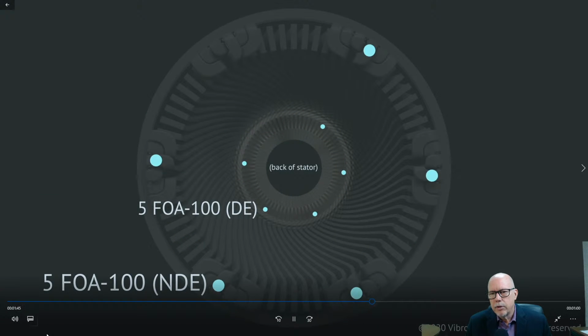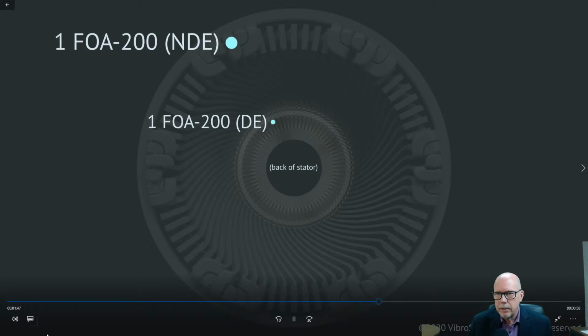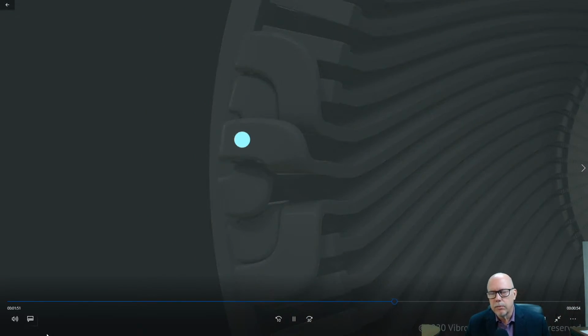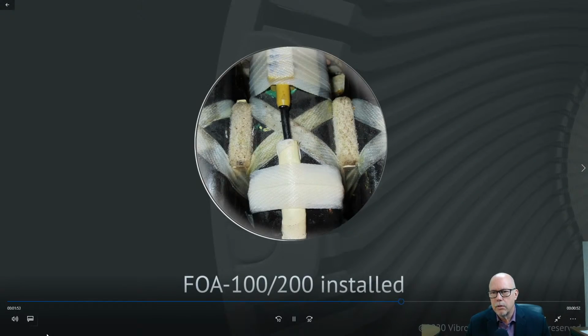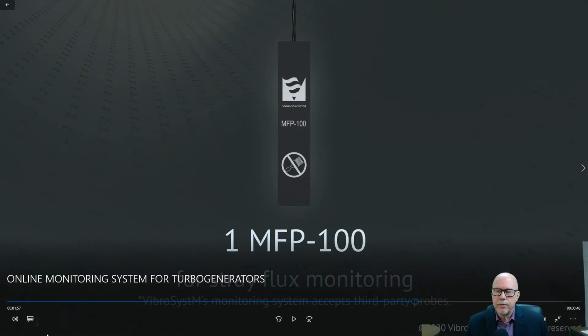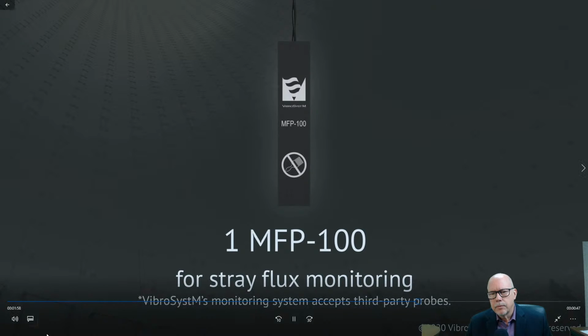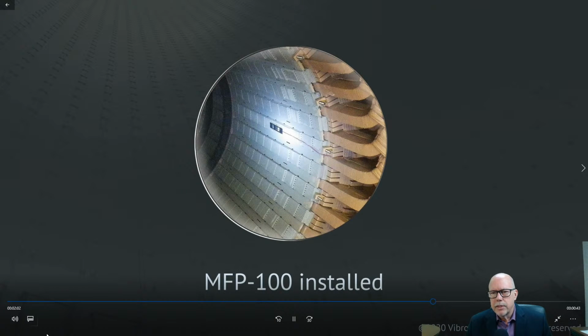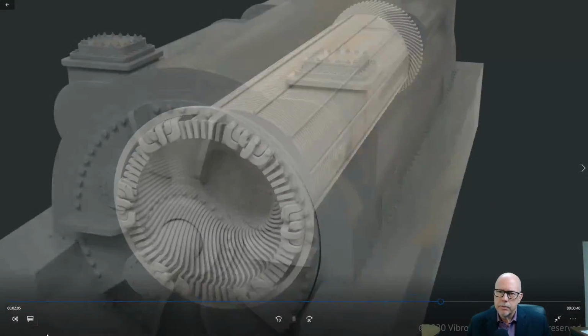So we install 5 on the drive end and 5 on the non-drive end, and we install the FOA 200 on both ends as well to complete the system. So this is a picture of an FOA, either 100 or 200, installed. And then we have flux probes to measure the stray flux coming off the rotor. So we have a picture here of a sensor installed on the laminations.